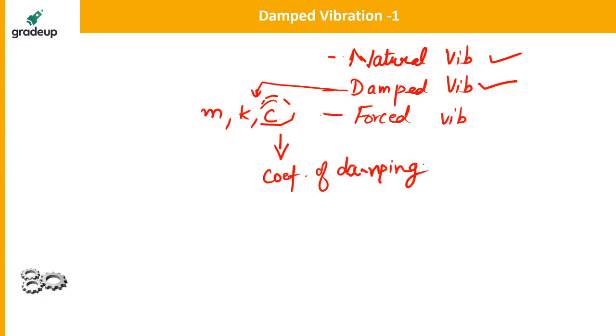Sir, are these concepts of vibration sufficient for GATE, or are there any additional concepts? If I talk about natural vibration, there are methods: the equilibrium method, also known as D'Alembert's principle, second is the energy method, third is the torque method. There is one more, called the Rayleigh method, which is used when you have a point mass and a spring system only. Clear? Fine. So today we'll be talking about damped vibration, in which we'll also talk about the coefficient of damping.